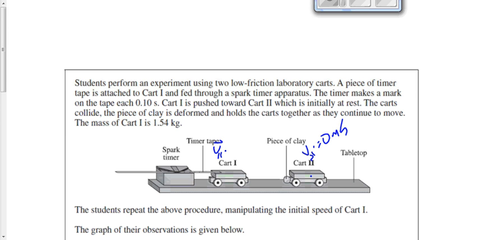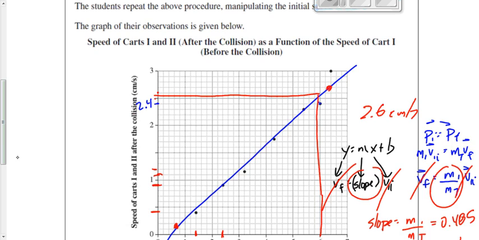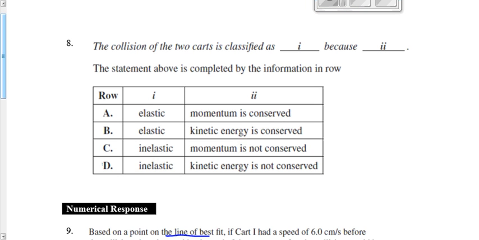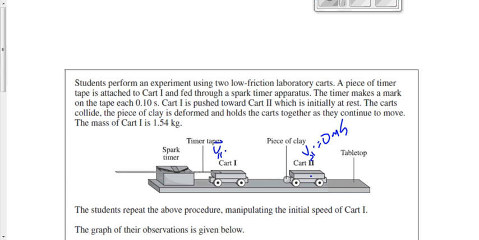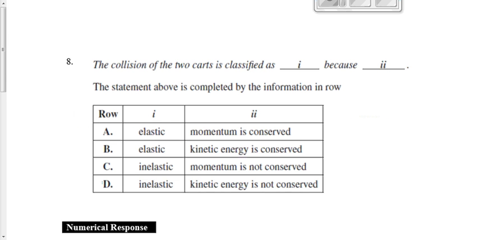The first example I want to do with this goes back to question number 8, back to the information on the graph that we already did. Question number 8 says, the collision of the two carts is classified as blank because blank. I'm really hoping these two things stick together because I don't want to calculate EKI and EKF. I'm not sure what VI and VF I'm going to use because there are 7 different data points for VI and VF. When you look back at the information, though, lo and behold, they do stick together. And because they stick together, we know that this is what kind of collision?